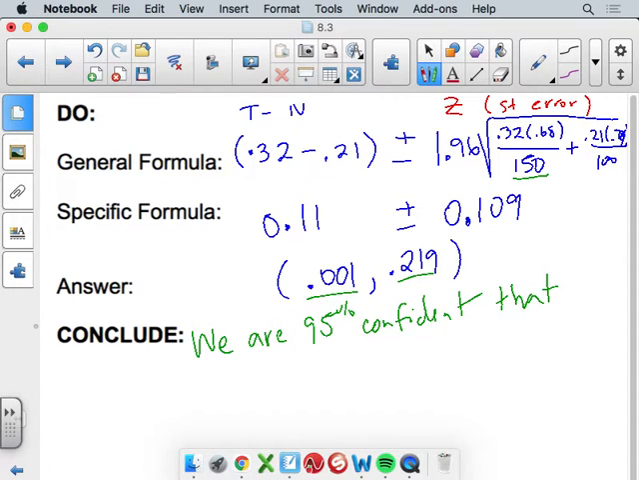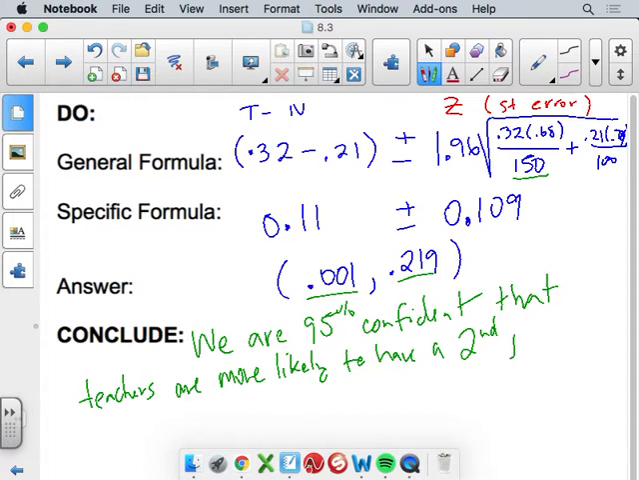that teachers are more likely to have a second job. My grammar's not right. The teachers are more likely to have a second job. How do I say by nurses over nurses? Whatever.